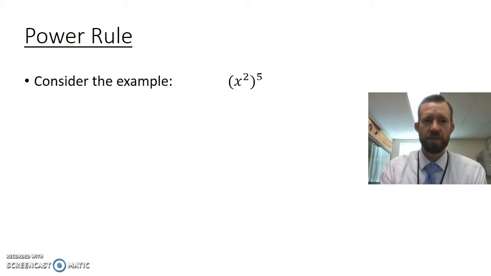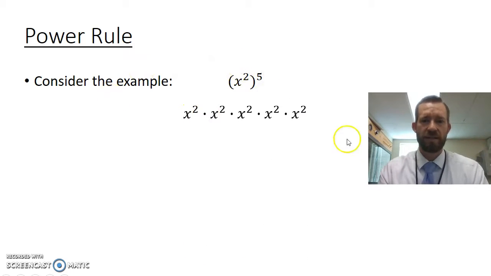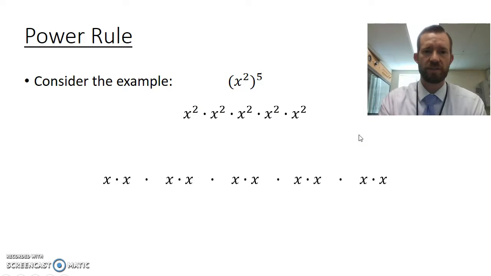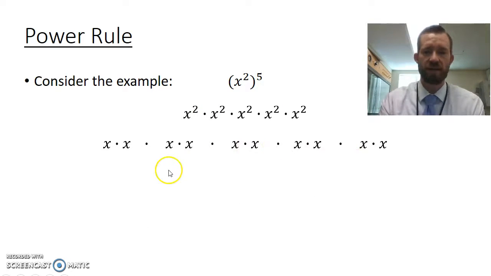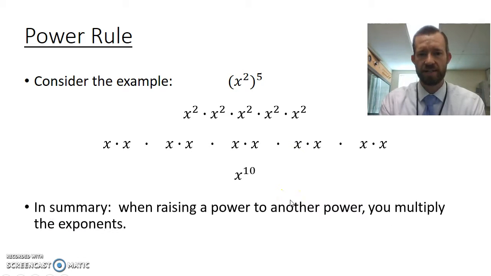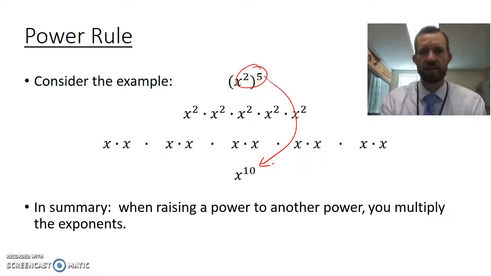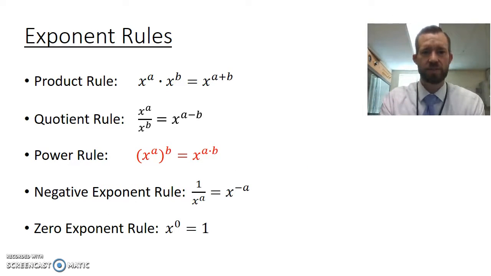Keep going on, talk about the power rule real quick. Again, we're going to talk about what this really means. x squared to the fifth means that there's 5 of those x squared things. Well, x squared means there's 2 x's each time. So there's 5 groups of 2 x's, in other words, x to the 10th. So you could summarize this: when raising a power to a power, you multiply. So 5 times 2 gets you straight down here. So all these exponent rules are basically shortcuts, so you don't have to show all this work all the time.